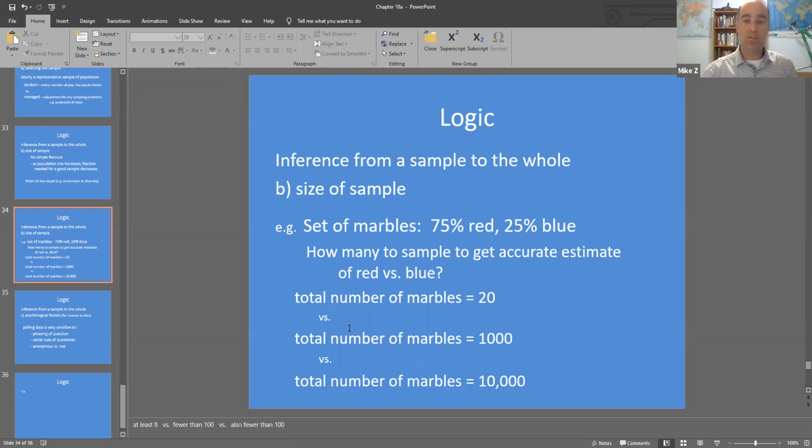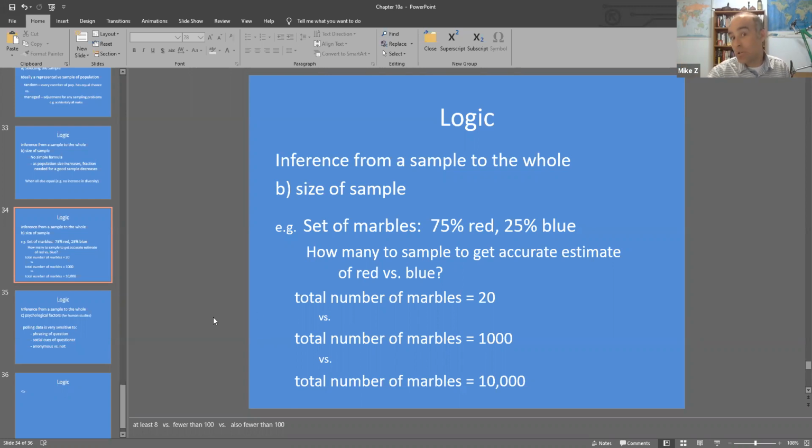But now let's say that the total number of marbles in your population is 1,000. Clearly you need more than 10, because this again could throw things off. If 75% of them are red and you only pick 10 out of 1,000, there's a decent chance that all 10 you pick are going to be red. Or it's also possible that 8 or 9 of them are blue. And again, that would pretty radically throw off your estimate of what the whole population is like.